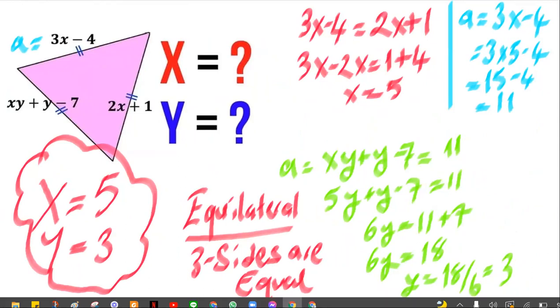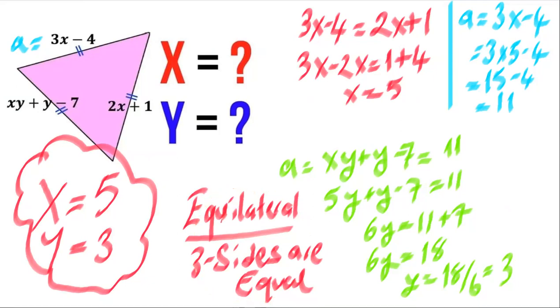This question is related to an equilateral triangle and simultaneous equations. We know that in an equilateral triangle, all three sides are equal. So this is a hint for us. Here, these two sides are equal, so we can write one equation. If we solve this equation, let's take 2x there: 3x minus 2x equals 1 plus 4, which is 5.